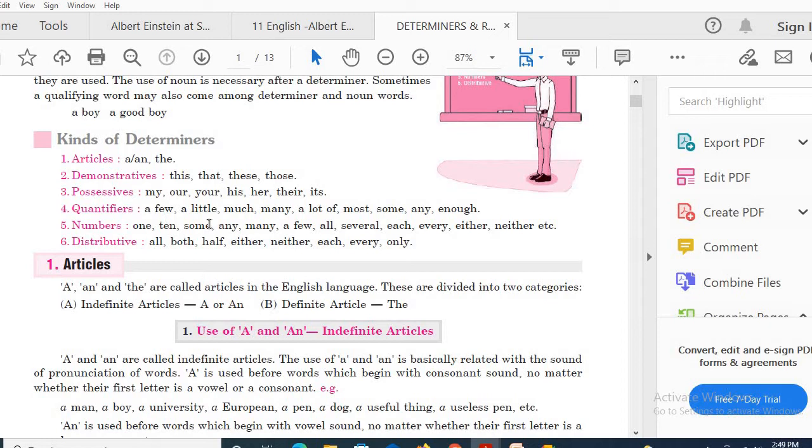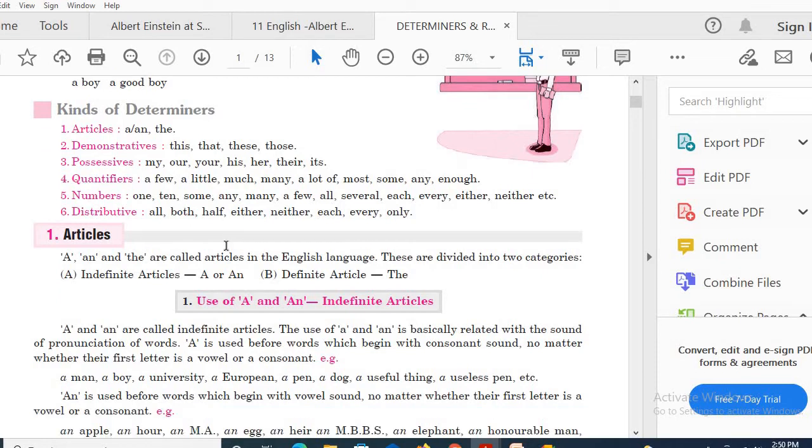Quantifiers: typically, the determiner questions that are given in CBSE sample papers are more or less related to quantifiers, like a few, enough, a little, many. Numbers are also there, like 1, 10. Also many, any. Distributives are also there, like all, both, half, either, neither, each, every. So these are the kinds of determinants.